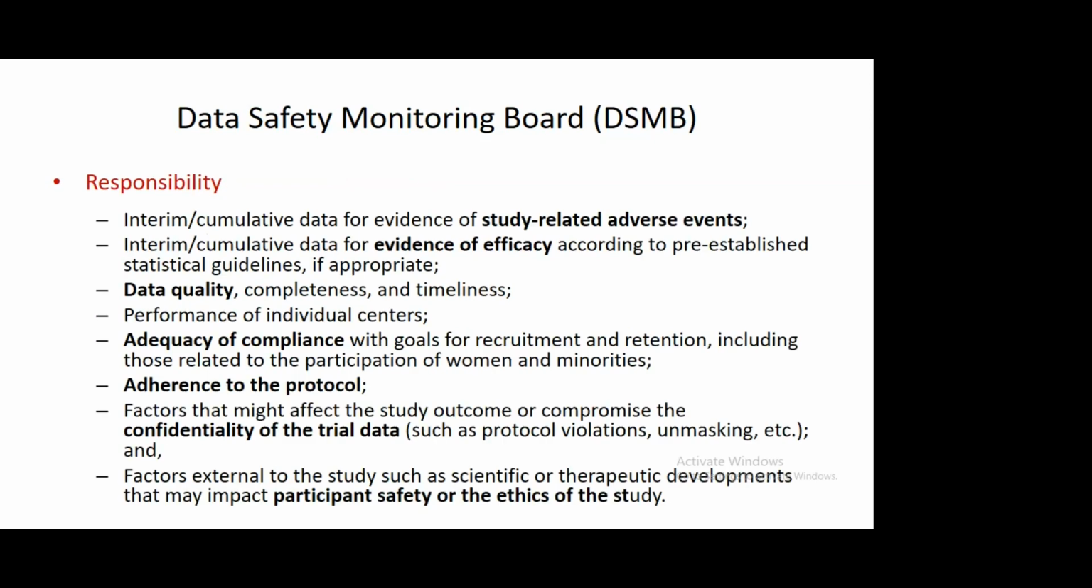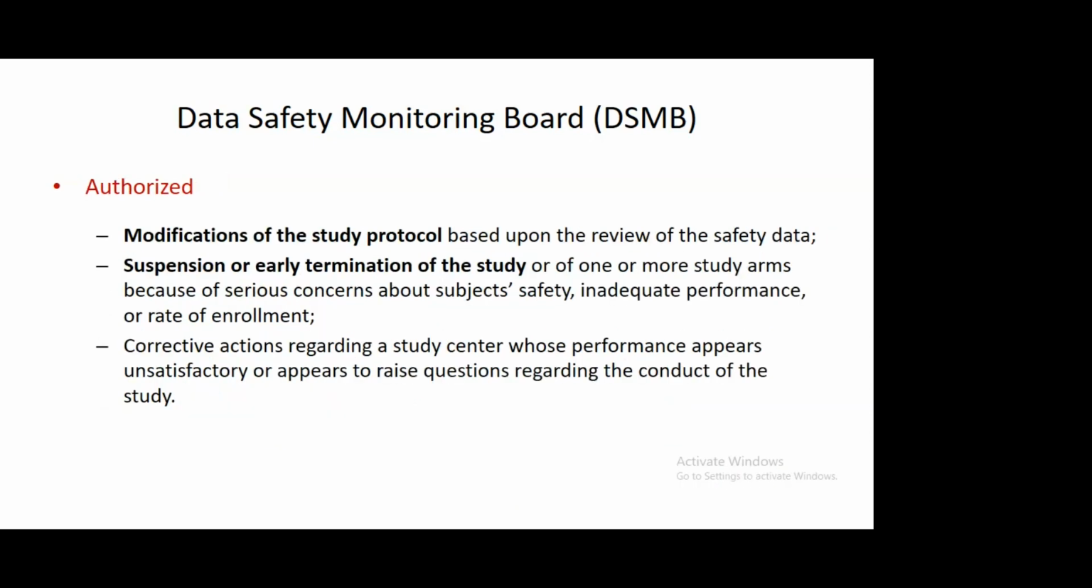Their responsibility, other than the ethics committee, is to look independently at study related adverse events, evidence of efficacy, data quality which is being generated during the trial, adequacy of compliance, adherence to the protocol, confidentiality of the trial data, and participant safety or the ethics related issues in the study. They have more teeth actually in comparison to your institutional ethics committee. This Data Safety Monitoring Board can modify your study protocol during an ongoing study. They can suspend or stop an ongoing trial if they find there is harm because of your intervention. So they have more power actually.